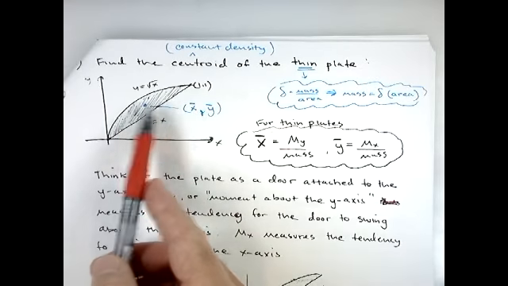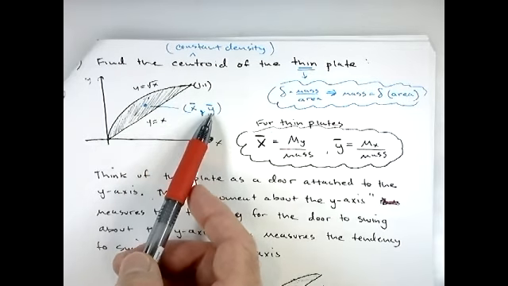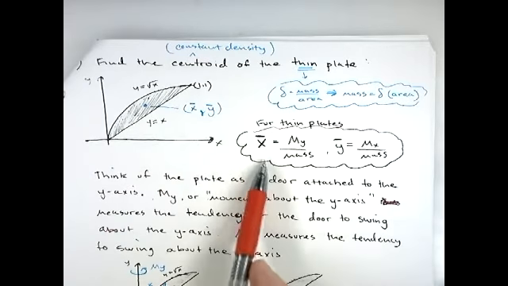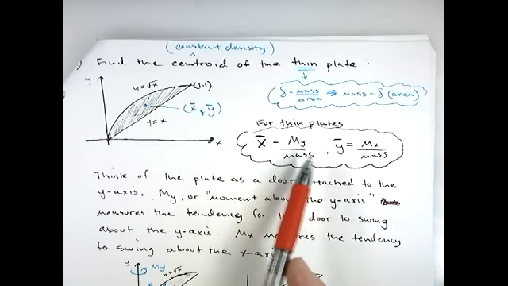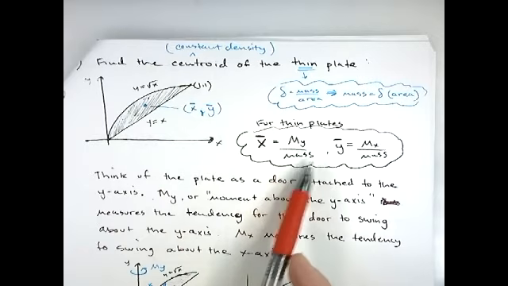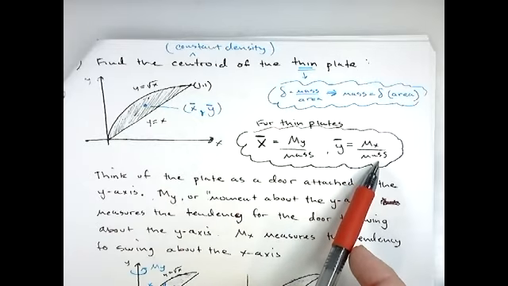And the center of mass now has two coordinates. There's an x coordinate and a y coordinate. So we're looking for x bar and y bar. For thin plates, your formula for x bar is going to be the moment about the y-axis, I'll explain that in a second, divided by the mass. And y bar is the moment about the x-axis divided by the mass. Okay, so it's the same general definition, right? It's the sum of the moments divided by the mass.